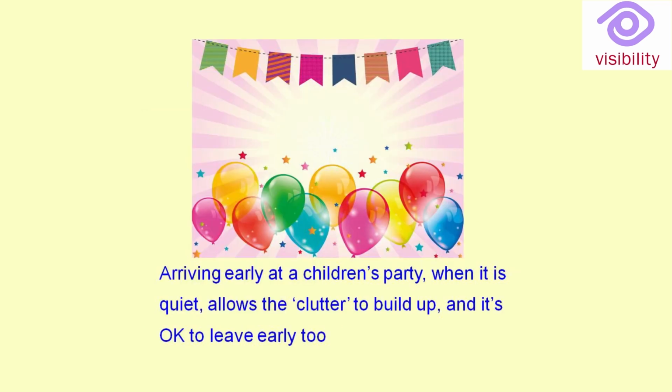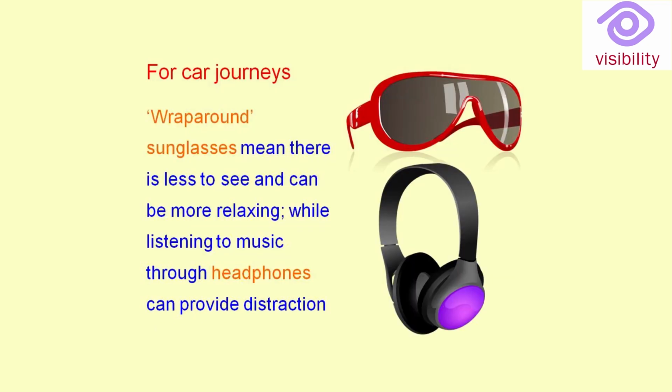Arriving early at a children's party when it is quiet allows the clutter to build up, and then of course it's okay to leave early too. For car journeys, wraparound sunglasses may cut down the amount to see, so there is less to see, and so this can be more relaxing, while listening to music through headphones can provide distraction.